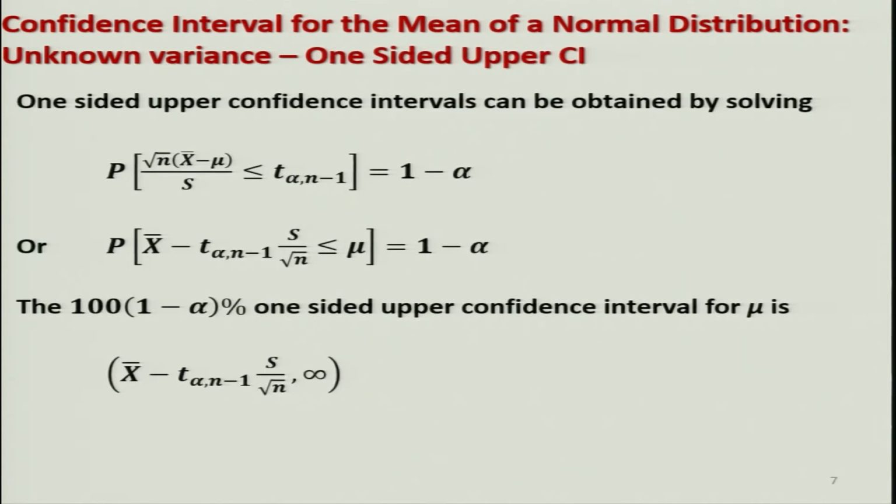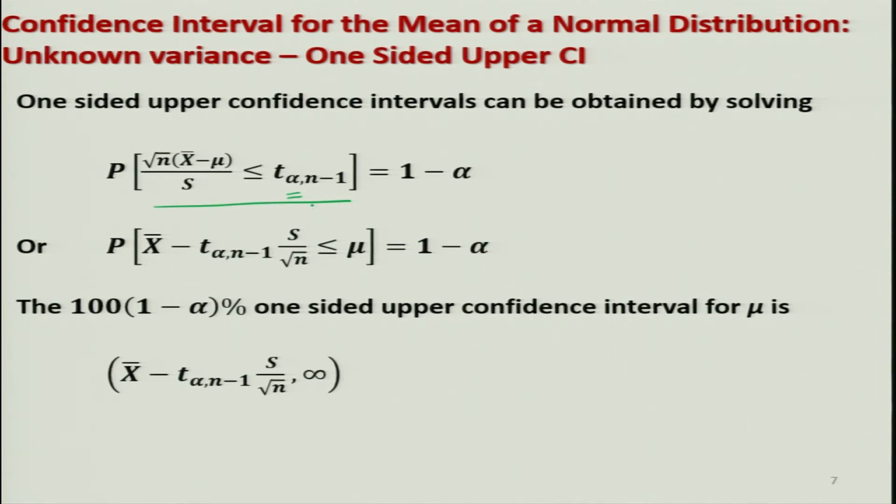And in case you want to find out the one-sided confidence interval, the one-sided upper confidence interval can be obtained just by solving exactly in the same way as we have done in the case of normal distribution when sigma square is known to us. So, we can write down here the probability that square root of n (x bar minus mu) upon s is less than or equal to t alpha, n minus 1. Now, it will be t alpha here, because the entire area is only alpha.